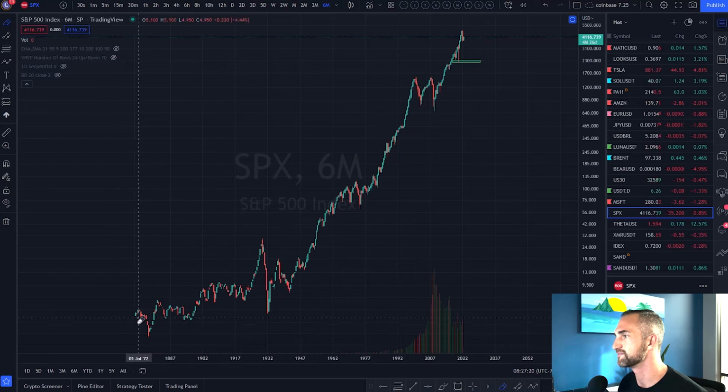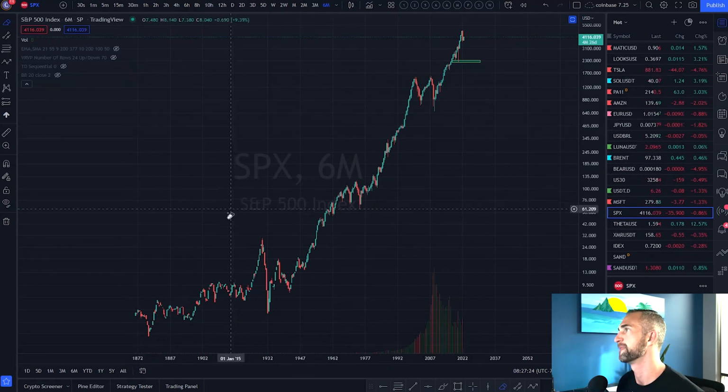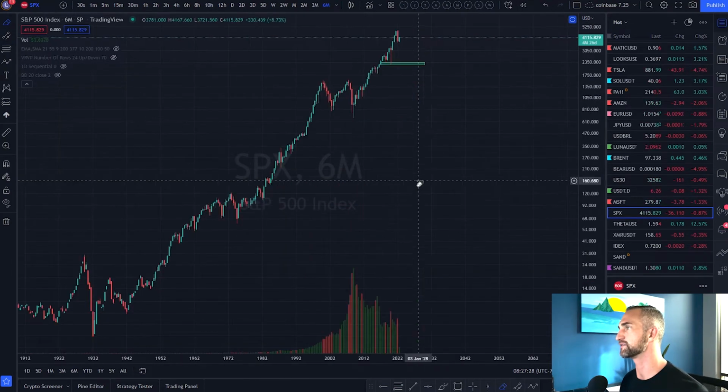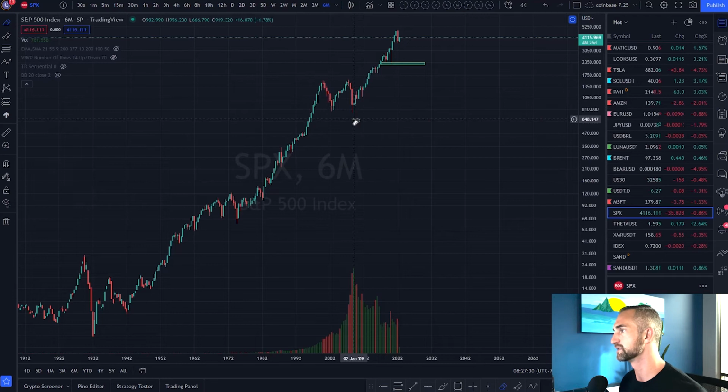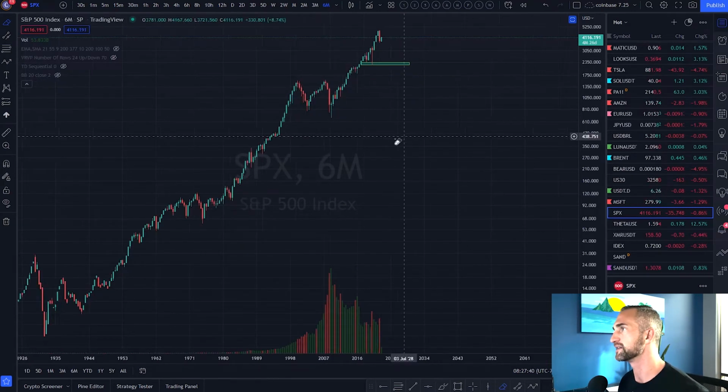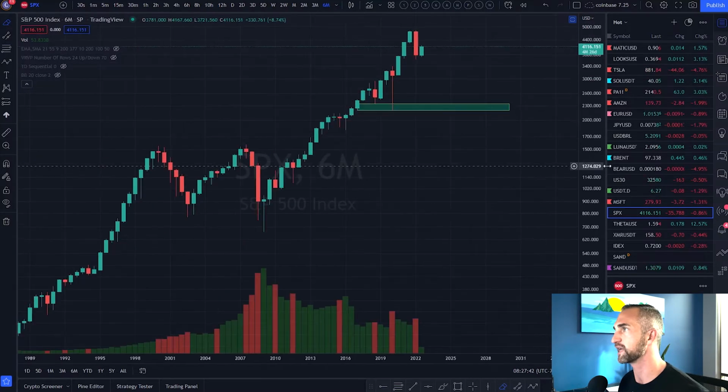Going all the way back to 1871, the S&P started, and this is the S&P going back from the bottom of the market in 2009. Remember, this was the financial crisis, and here was the dot-com bubble. And what do you notice here? This is called a bearish engulfing candle.